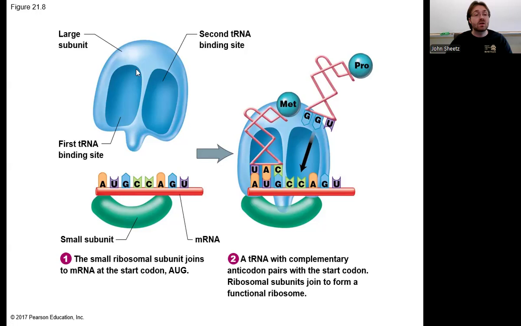There we are. Here you can see the large subunit with the 2 tRNA binding sites on it, moving into position over the top of the small subunit, which is guiding the mRNA over its length. This occurs at AUG because that is our start codon. The large subunit then slots into the small subunit and begins anchoring amino acids onto this chain.